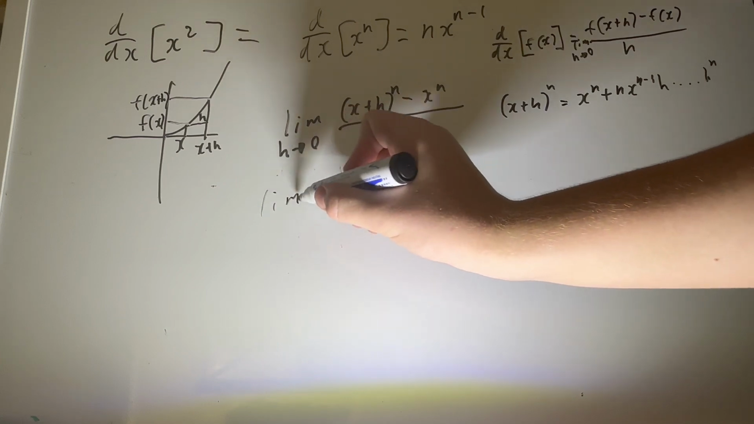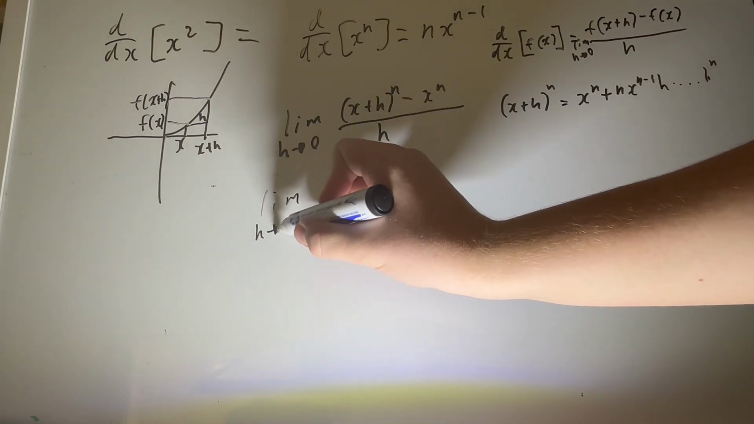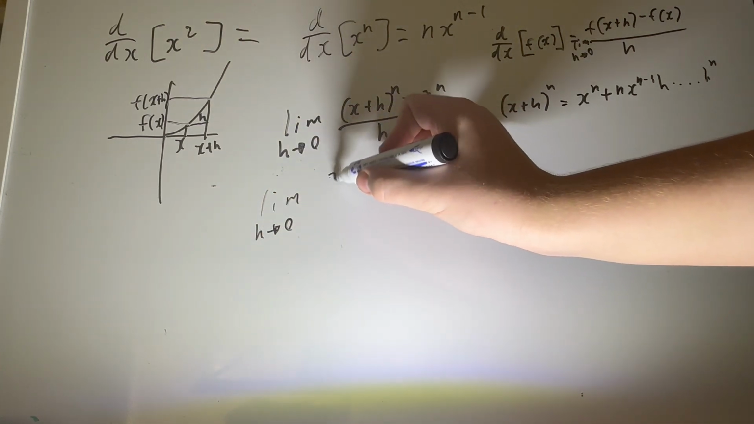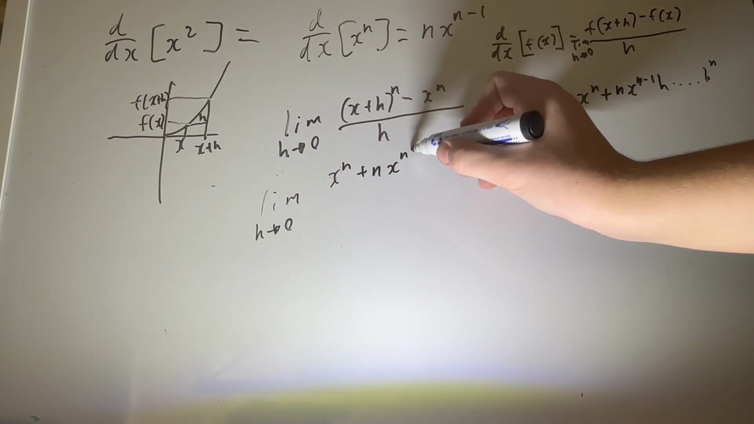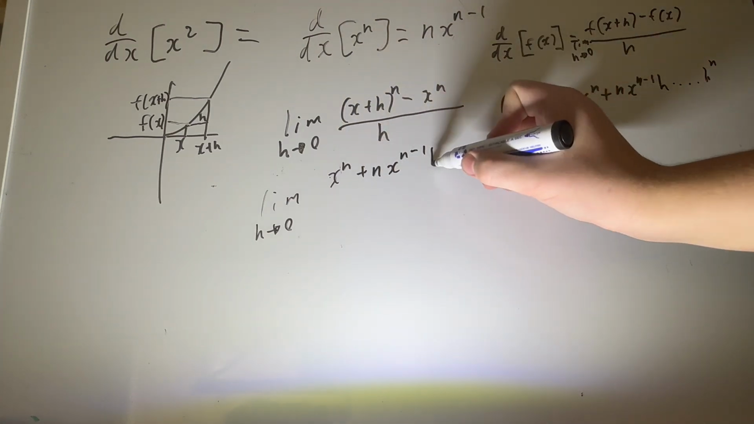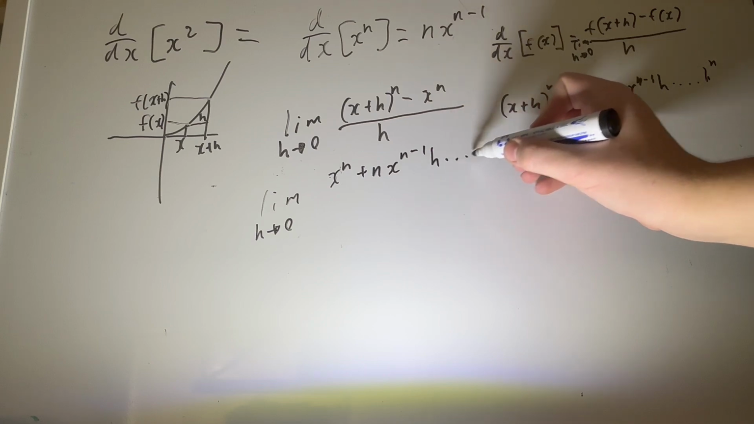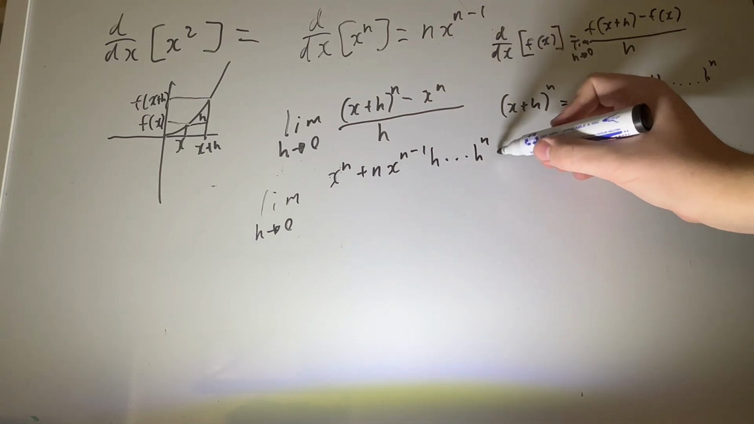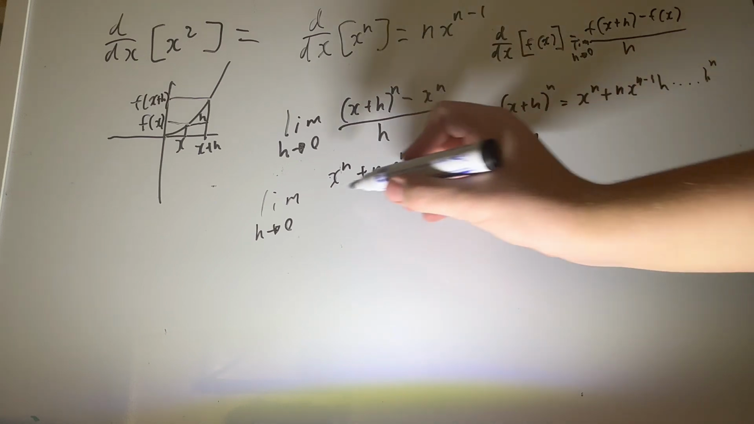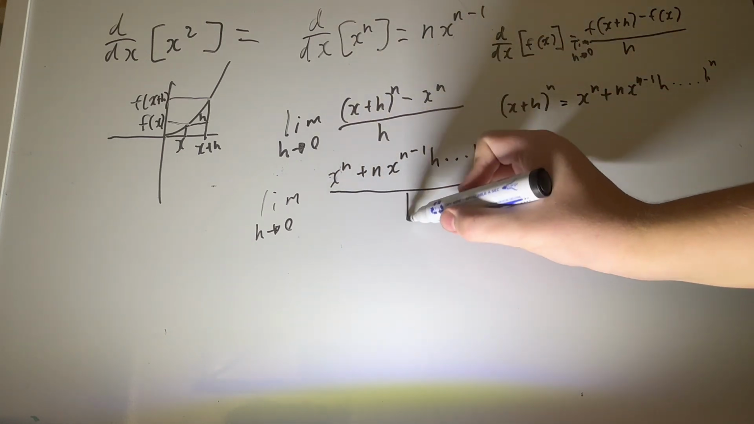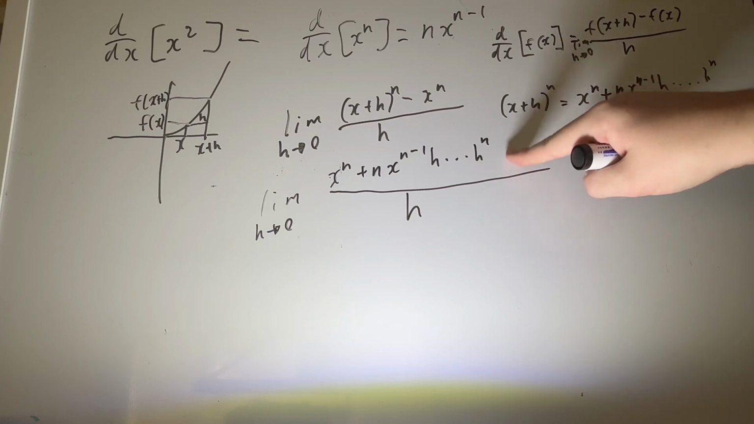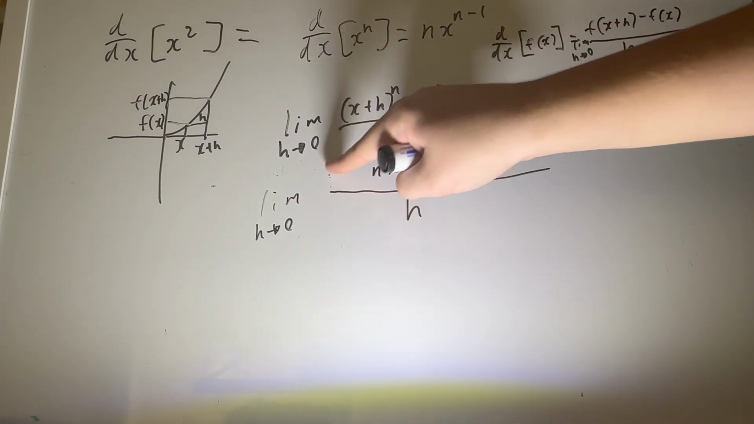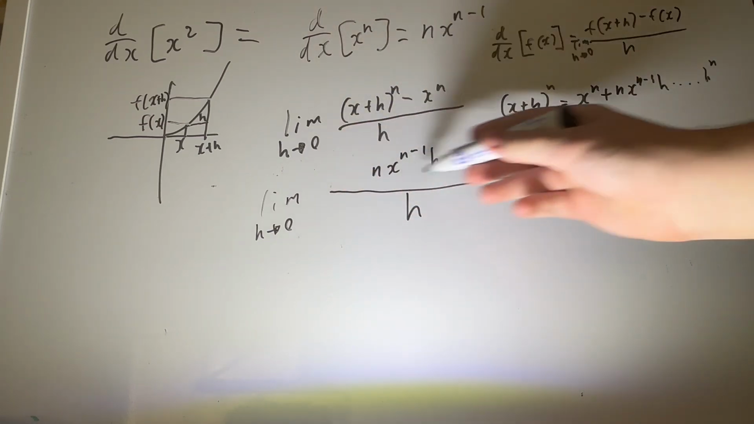Okay, so let's write this out. We have the limit as h approaches 0 of x to the n plus n times x to the power of n minus 1 times h, all the way till h to the power of n, minus x to the power of n, and divide that by h. So we see that this minus x to the power of n and this plus x to the power of n will just cancel. So we're just left with this.